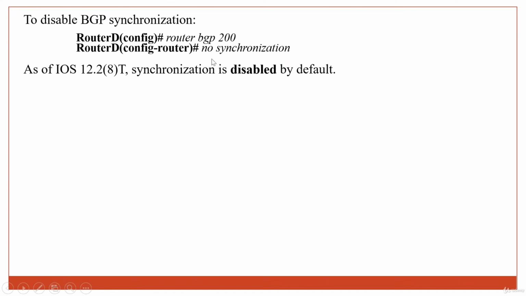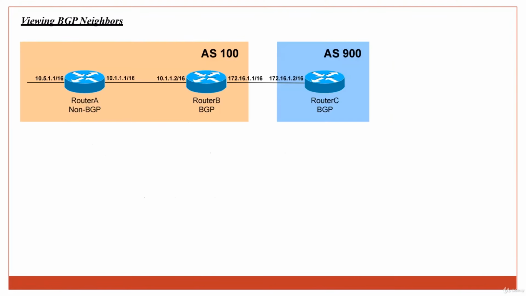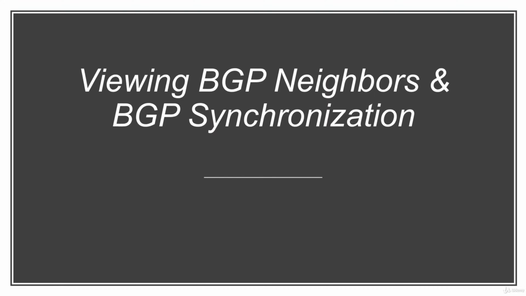How can you disable synchronization? The command is no synchronization, and you can see that since 12.2(8)T synchronization is disabled by default. So in the latest code, the synchronization rule is disabled. All right, let's stop here and go back to our lab section, and first of all we'll check whatever small and basic verification commands there are before moving further.